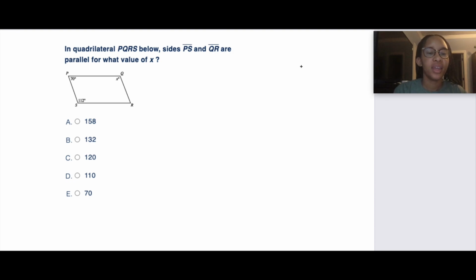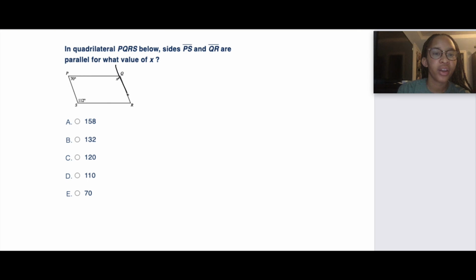In quadrilateral PQRS below, sides PS, this side, and QR, this side, are going to be parallel for what value of x. So right off the bat, a lot of students might look at this angle and think automatically that the answer is 112. That would be incorrect.